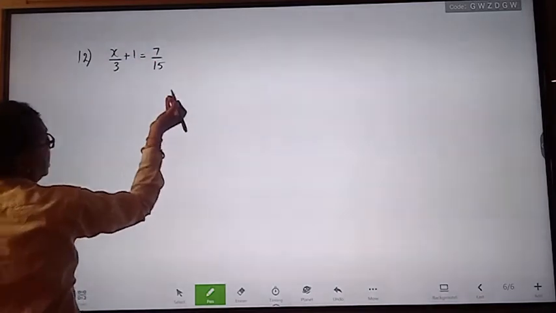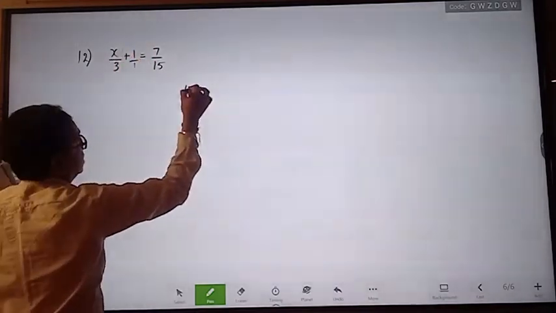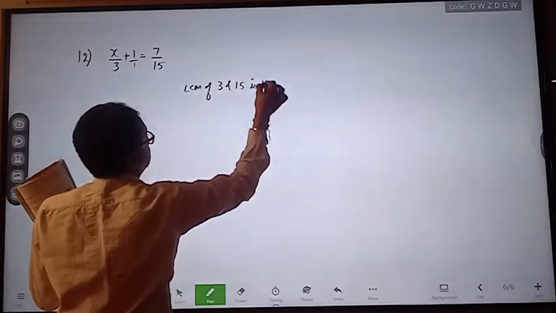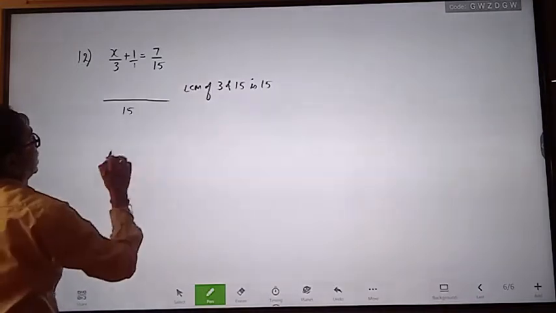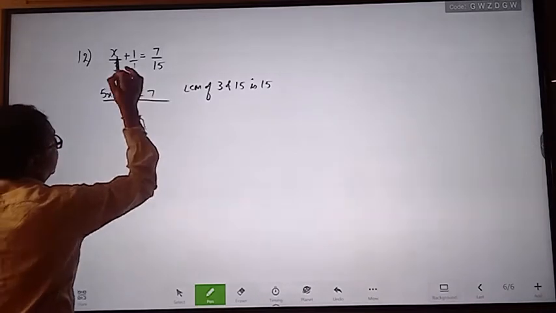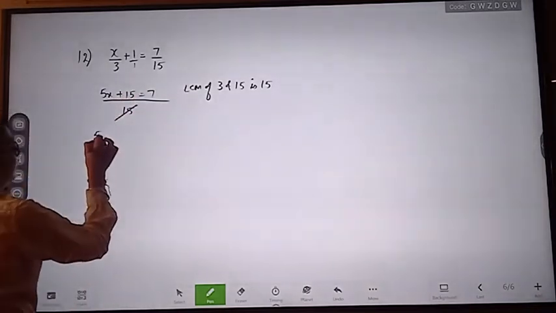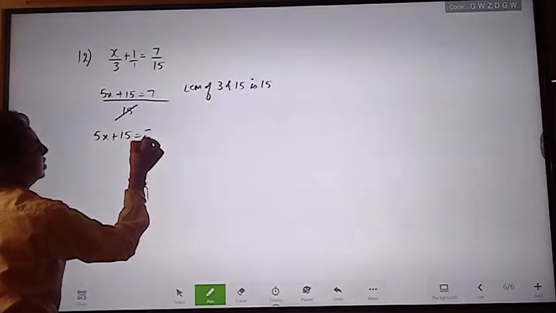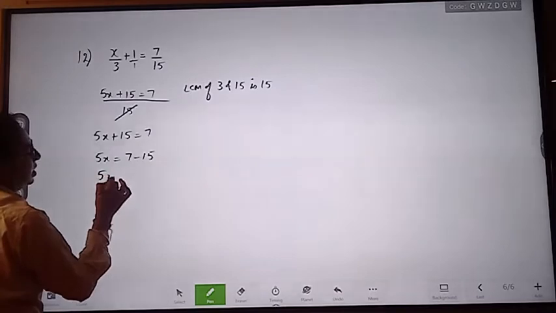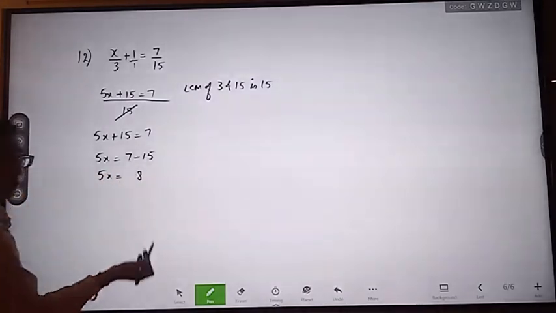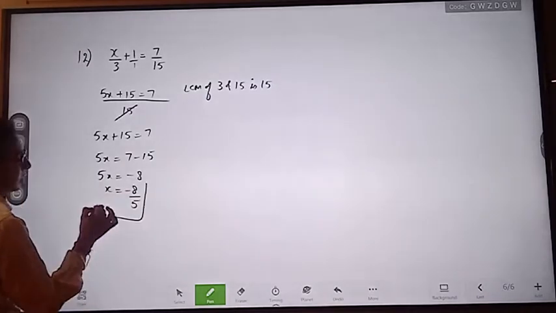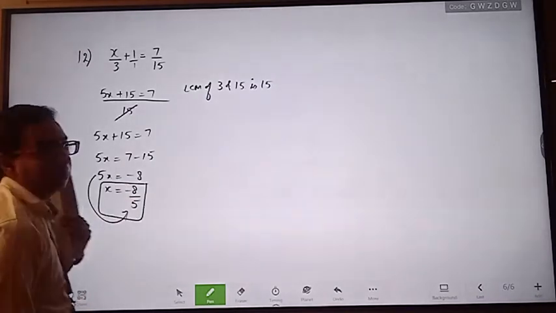So again, we'll take the LCM to make the like terms. LCM of 3 and 15 is 15. So 15 divided by 3 is 5. 5 into x. 15, 7. Discard the LCM. 5x plus 15 is equal to 7. We are left with 5x. 7 minus 15, 5x. 7 minus 15 is 8. Since minus 15 is greater, the minus sign will come. Here multiply, there divide. What is the answer? 8. So sir, divide will become minus 8 by 5.